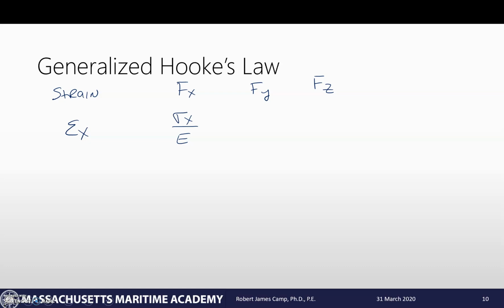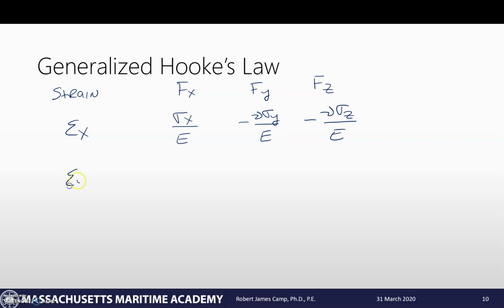Now if I'm looking at a force that's applied in the y direction, how's that going to change the x strain? As we just talked about, it's the negative of the Poisson's ratio times the stress in the y direction divided by the modulus of elasticity. So this is how much strain we'll have in the x direction because we're pulling a force in the y direction. That's that off-axis shrinkage, which is why it's negative. The same thing happens in the z direction: negative Poisson's ratio times the stress in the z divided by the modulus of elasticity.